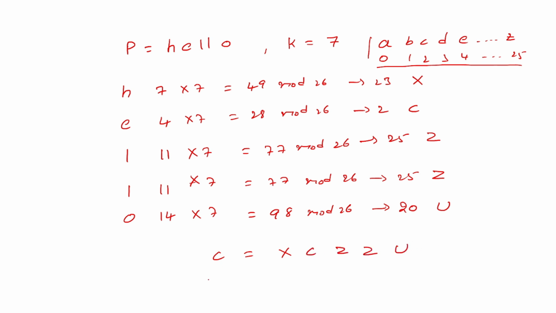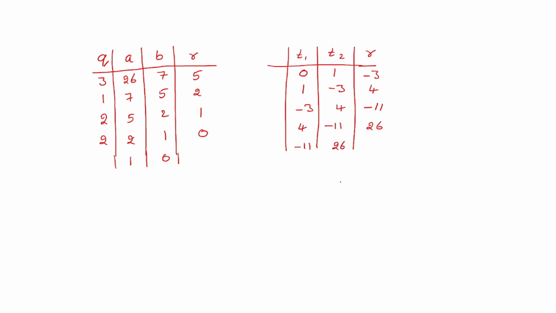At the receiver side, you need to perform the decryption operation, multiply with 7 inverse. 7 inverse means you need to find the inverse of 7. We already discussed the extended Euclidean algorithm, so using the extended Euclidean algorithm, here 26, 7, you need to find the GCD. So GCD is 1, that means it has a multiplicative inverse.